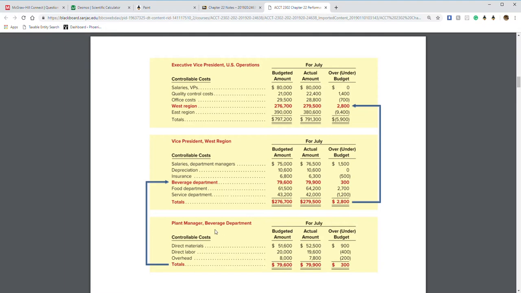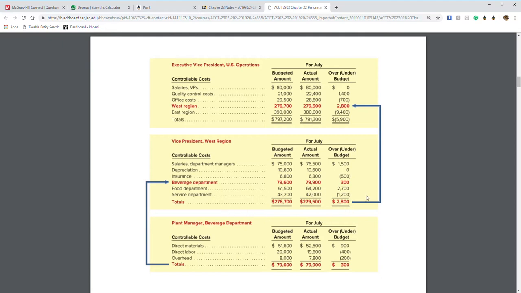Since he's the beverage department, the vice president of the West region will have that in his report. But notice this, he's going to have a lot of other items that he has to deal with. And that beverage department is not going to be the main focus. Yes, it's over 300, but look at that. He's got two that are already over on other ends. His focus is probably going to be on those, and also seeing why the service department went under so much.